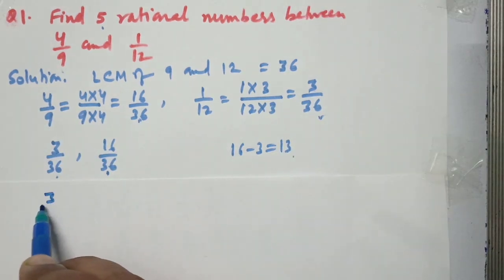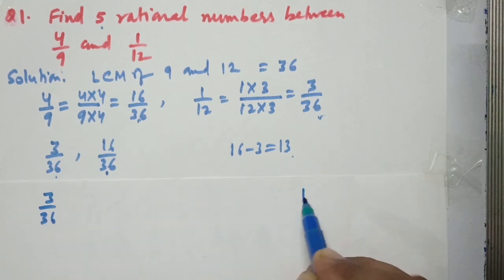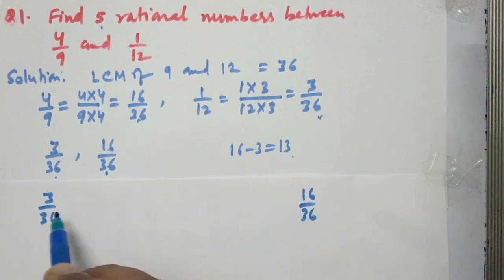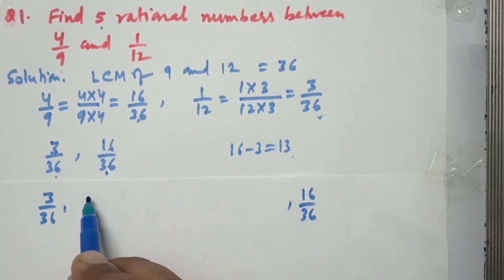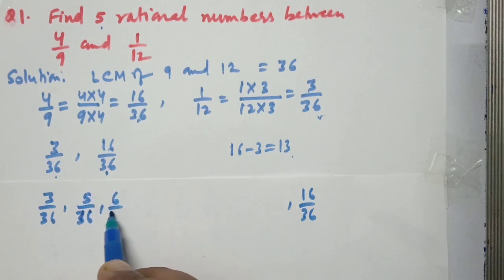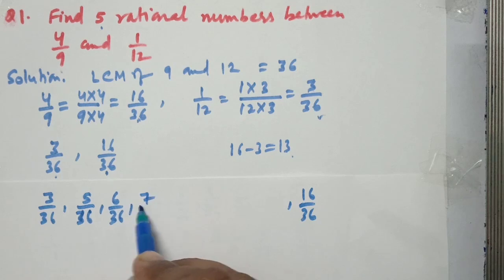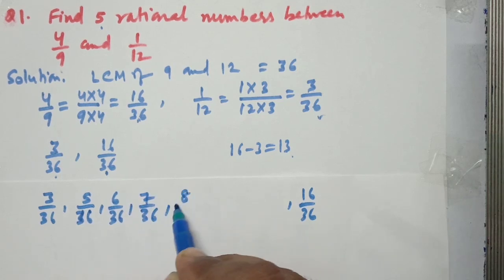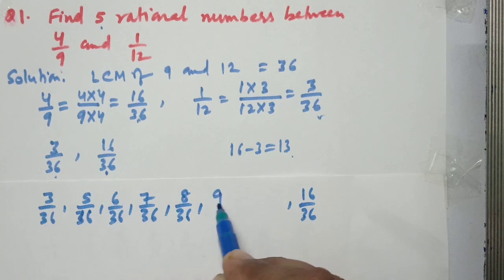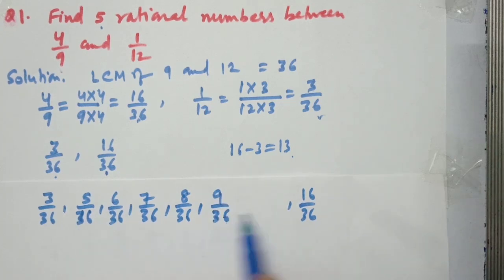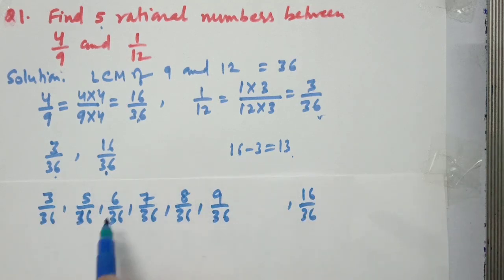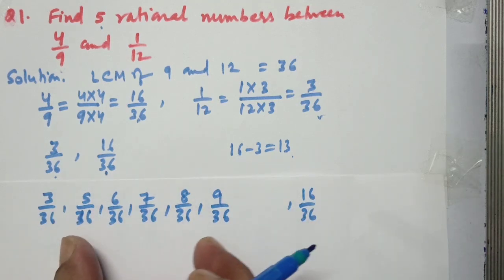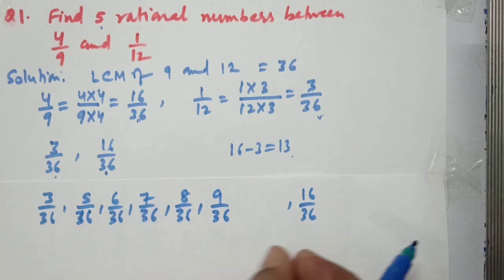So we write 3 by 36, 16 by 36, and then write 5 numbers between 3 and 16. So we write 5 by 36, 6 by 36, 7 by 36, 8 by 36, 9 by 36. So these are the 5 numbers between 3 and 16. So now these 5 numbers are the required 5 rational numbers.